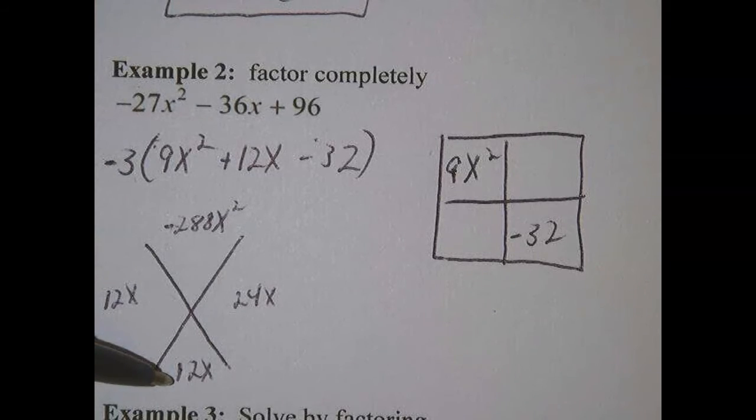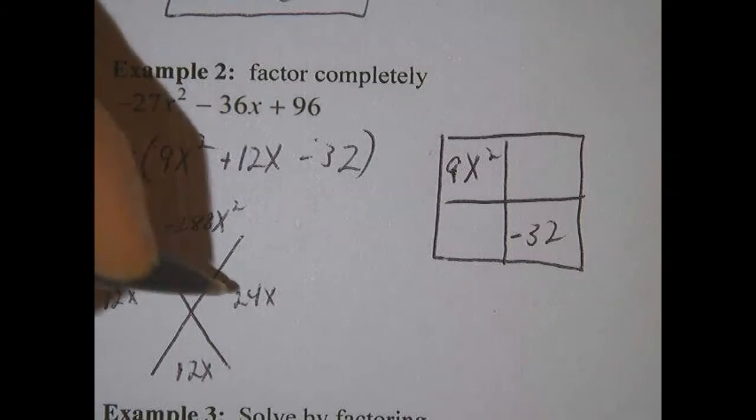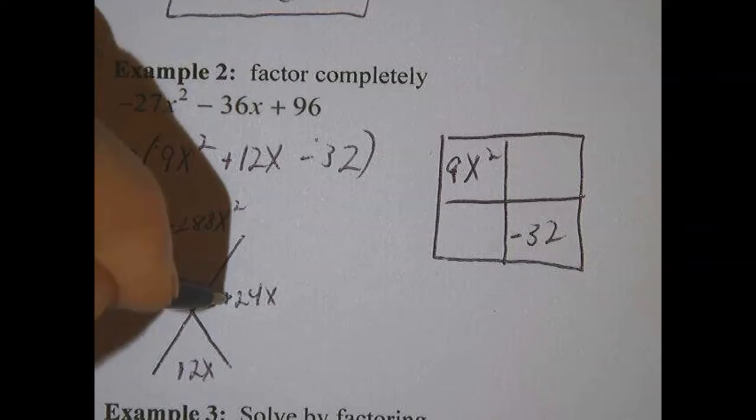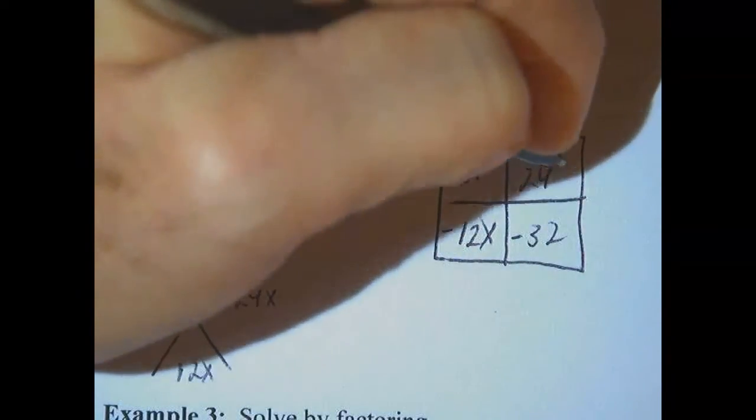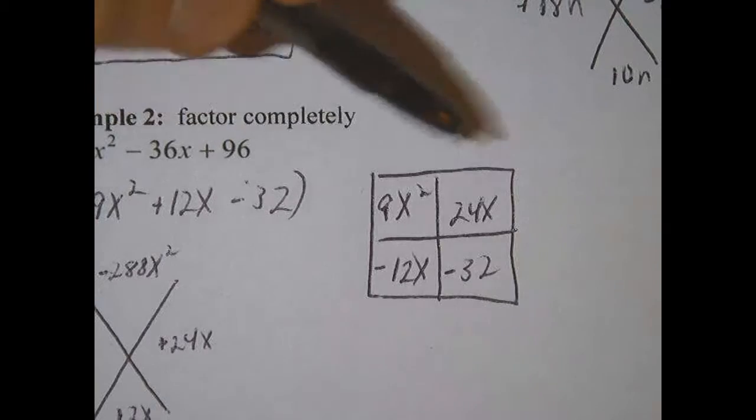This has to be positive, so this needs to be the bigger of the two numbers. So I'll make that one the positive, that one the negative. And those are the pieces that go into my other corners. So it doesn't really matter which way I put these. I'm going to put the negative 12x here and the 24x here. And now I go ahead and I take out the GCF.